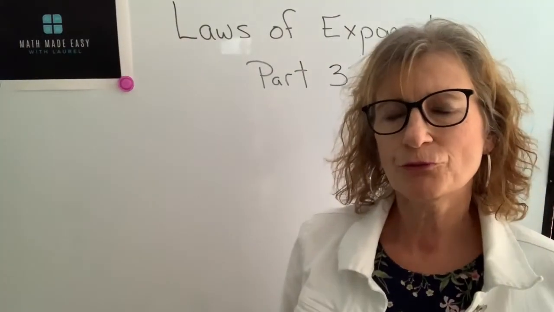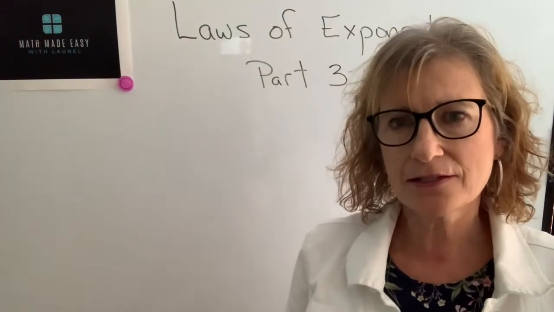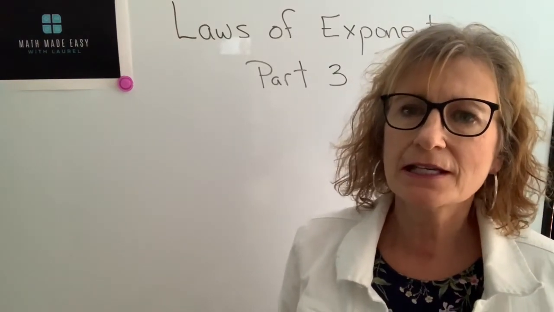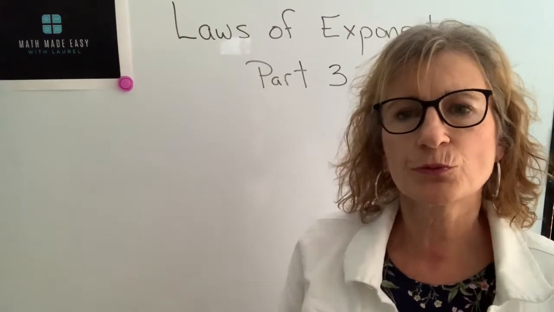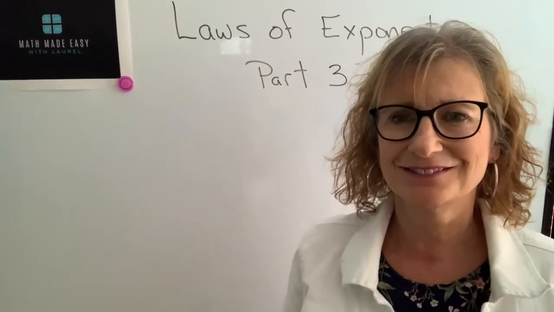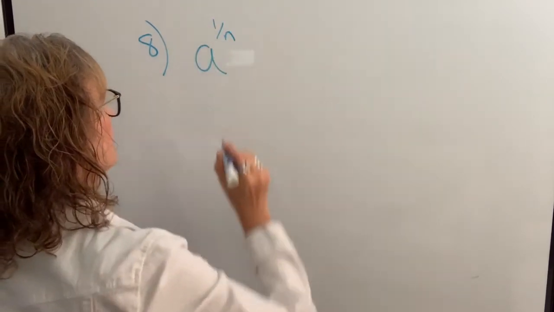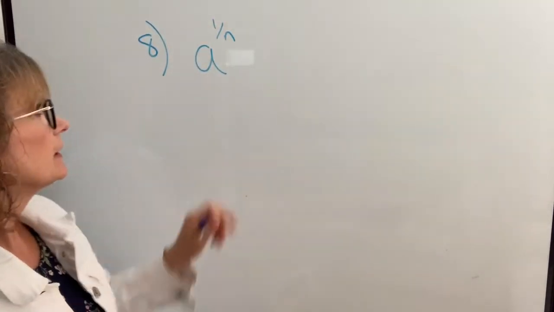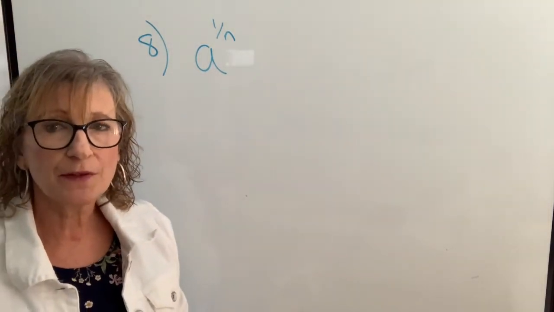When dealing with fractional exponents, we actually have 2 rules, and they're our last 2 rules of Laws of Exponents. So we're going to start off in continuation from our other rules. We're at rule number 8. It's a to the 1 over n. So now we have a fractional exponent, and I want to define what that means.